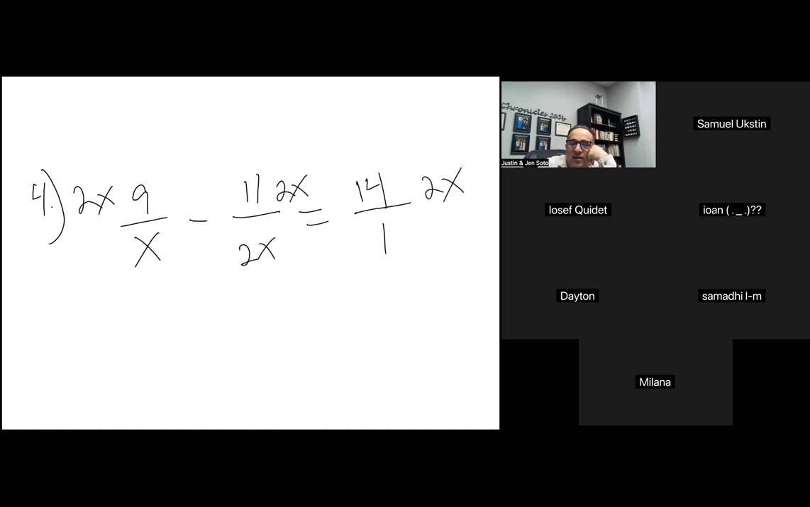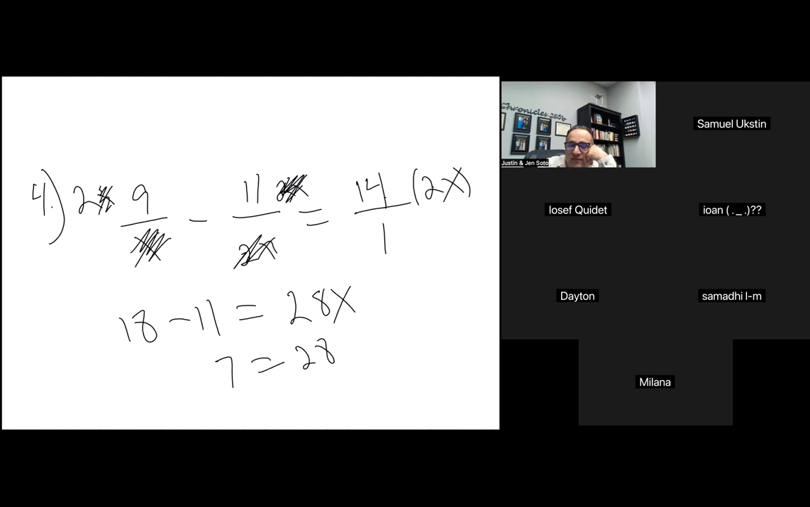Now the x here cancels out with this x. 2 times 9 is 18. This 2x and this 2x completely get rid of themselves, so this is just negative 11. And this is just by 1, so 2x times 14 is going to be equal to 28x. 18 minus 11 is 7, times x. Divide by 28, divide by 28. 7 over 28 is equal to x.